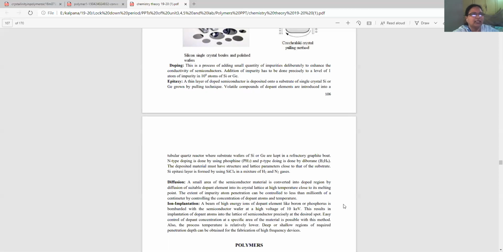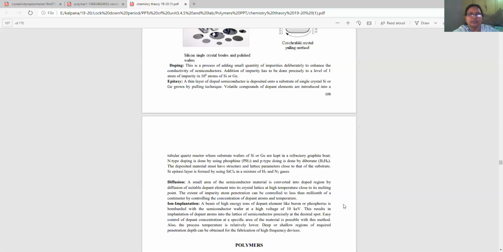And then the last method is ion implantation or ion bombardment. A beam of high energy ions of a dopant element like boron or phosphorus is bombarded onto a semiconductor wafer at a high voltage of about 10 kilo electron volts. This results in implantation of dopant atoms into the lattice of the semiconductor precisely at the desired spot.